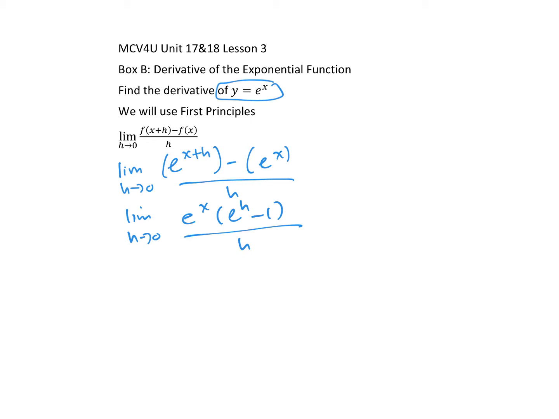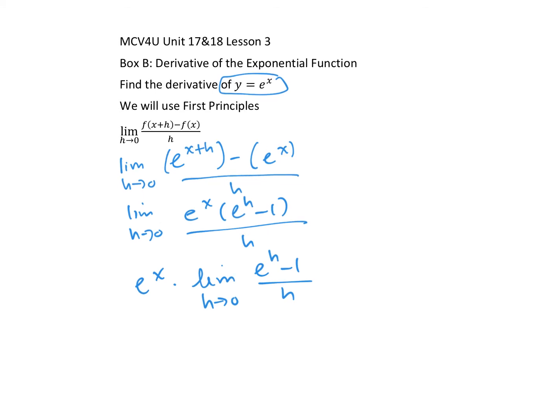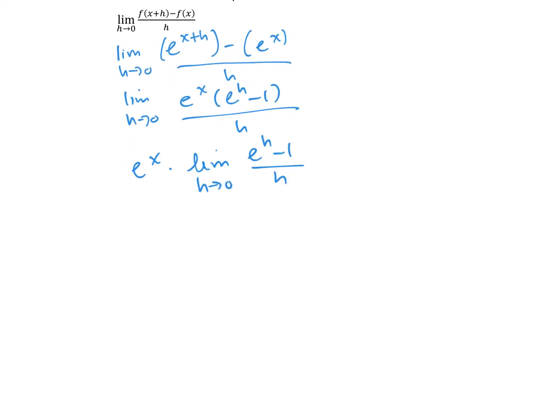Now e to the x does not depend on h, so I'm going to separate that and put it out front. And we're just going to look at the limiting value as h approaches 0 of e to the h minus 1 over h. Now I can't evaluate that algebraically, so I'm going to do a table.